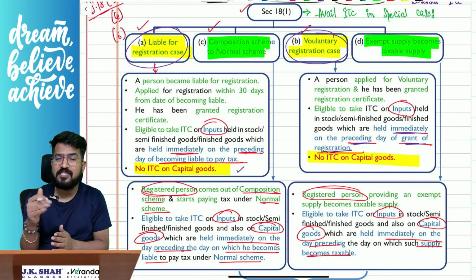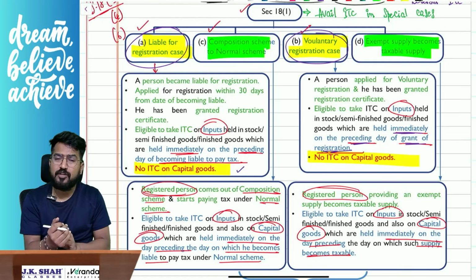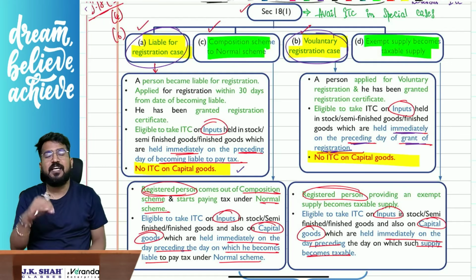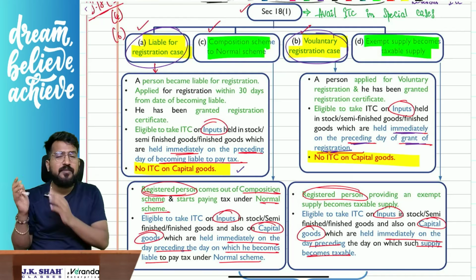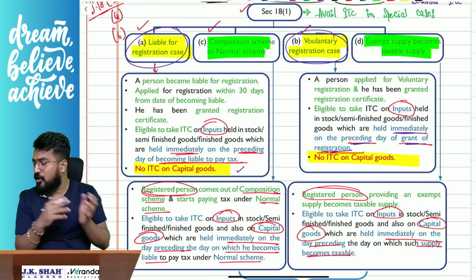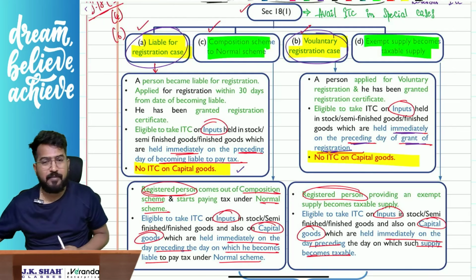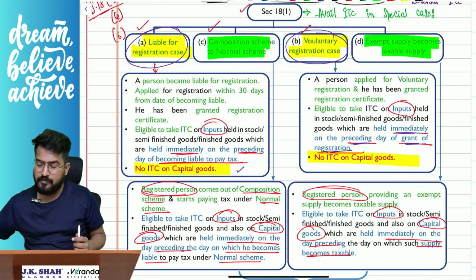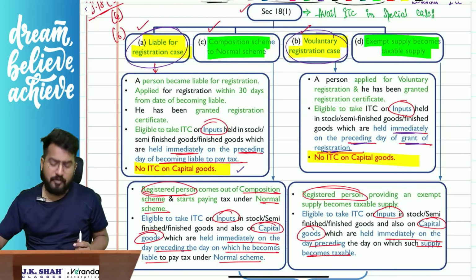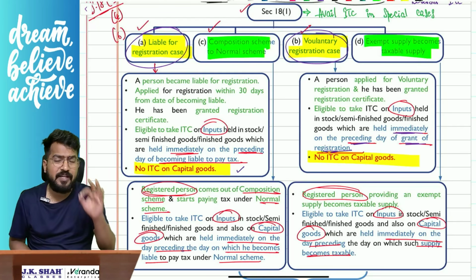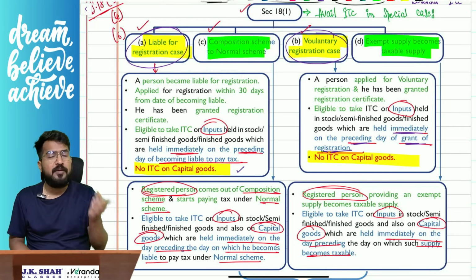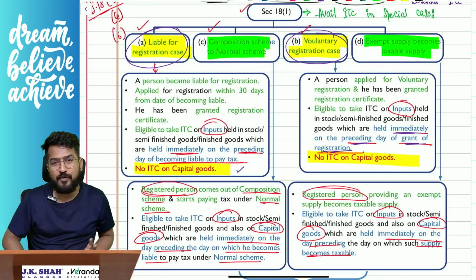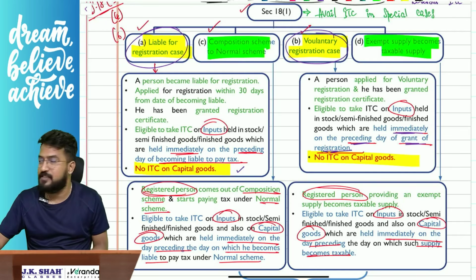That is why I told you clause C and D are different. What is the difference in clause C and D with respect to A and B? In A and B, you are not registered, now going for registration. In C and D, you are already registered, but you are moving from the composition scheme to the normal scheme, or exempt supply is becoming taxable supply. Hope it is clear. And one more difference, sir: in clause A and B you can take ITC only on inputs. In C and D you can take ITC on both inputs as well as capital goods. So that is another difference.